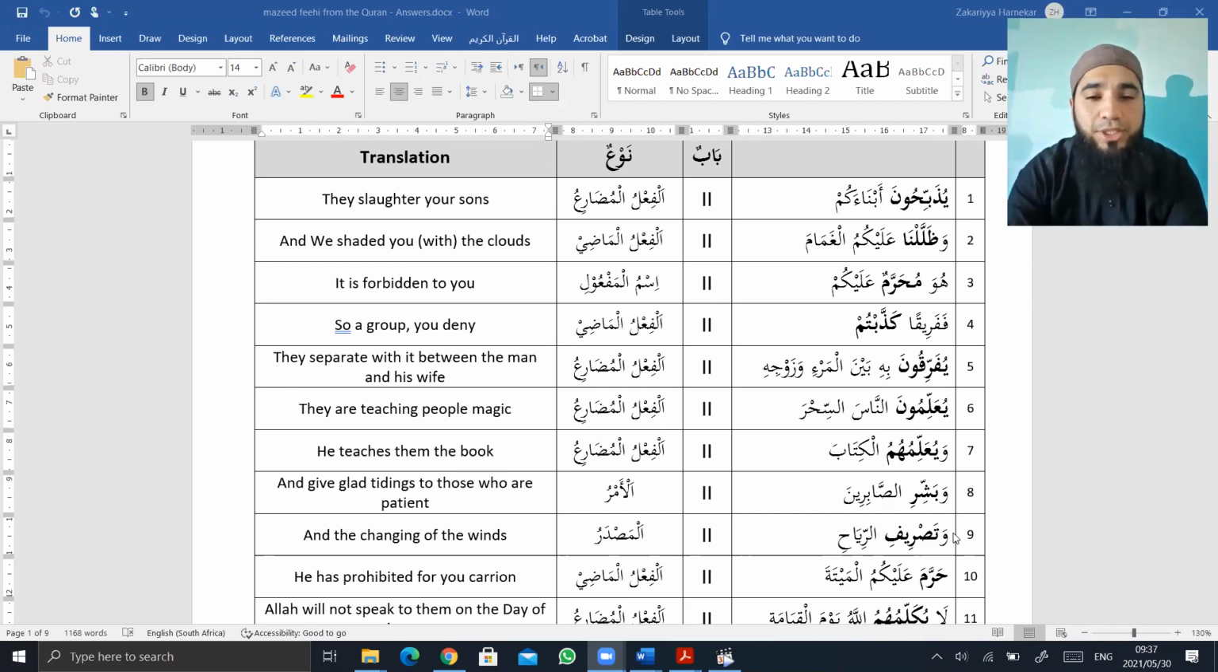Okay, the answer is on the board. It's the masdar, right? And tasrif comes from the word sarrafa, yusarrifu, tasrif. And we know the meaning of the word sarf to have to do with change. So sarrafa yusarrifu means the changing. وتصريف الرياح, and the changing of the winds. Riyah are the winds.